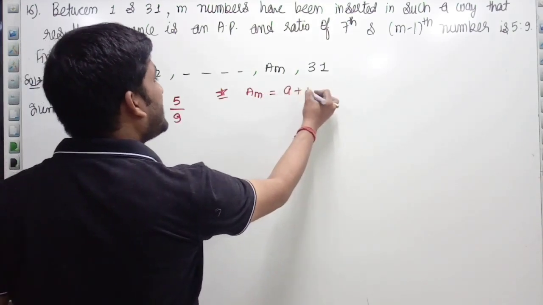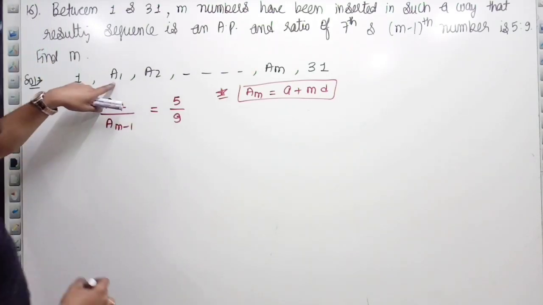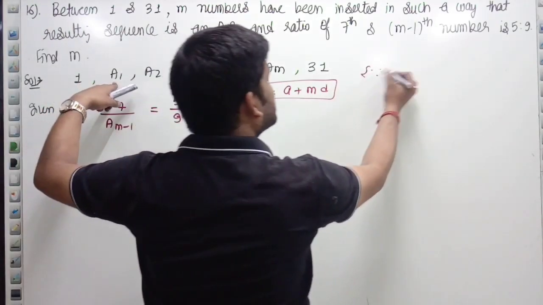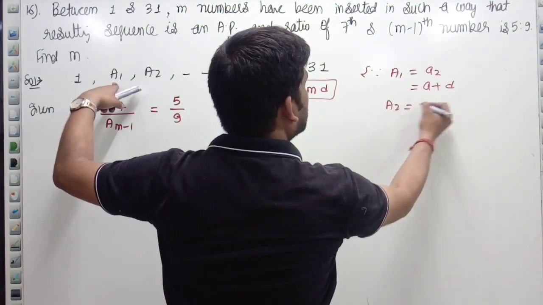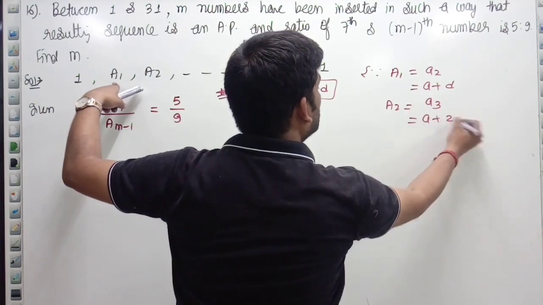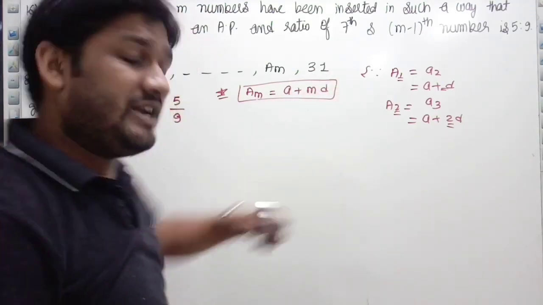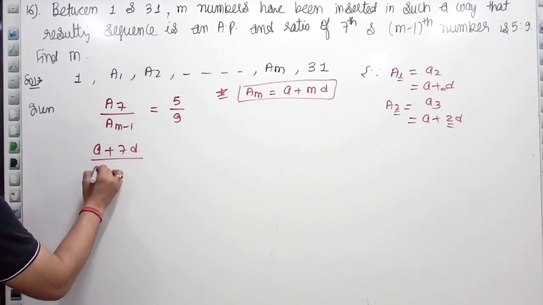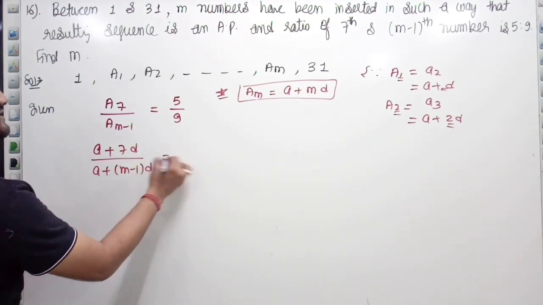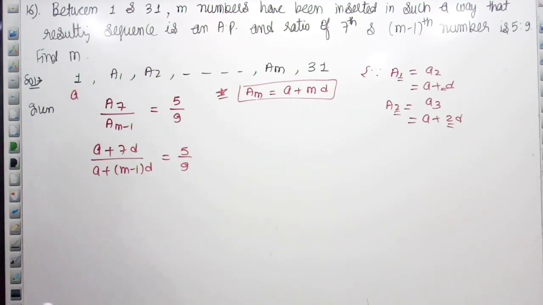Now you tell me, can I write the formula for arithmetic mean? am is equal to a plus md. I have written m, not m minus 1. Why? See, I am explaining: the first arithmetic mean is the second term, this is a plus d. The second arithmetic mean is the third term, this is a plus 2d. It means in the first, 1d is coming, in the second, 2d is coming, so what will come in m? md. So what I can write here: a plus 7d upon a plus (m minus 1) into d is 5/9. And what is a? This is a, and d I need to calculate, that I will do definitely.